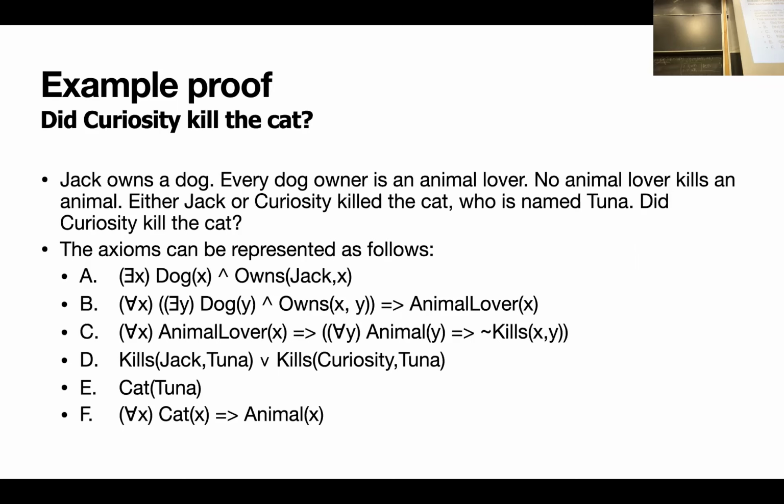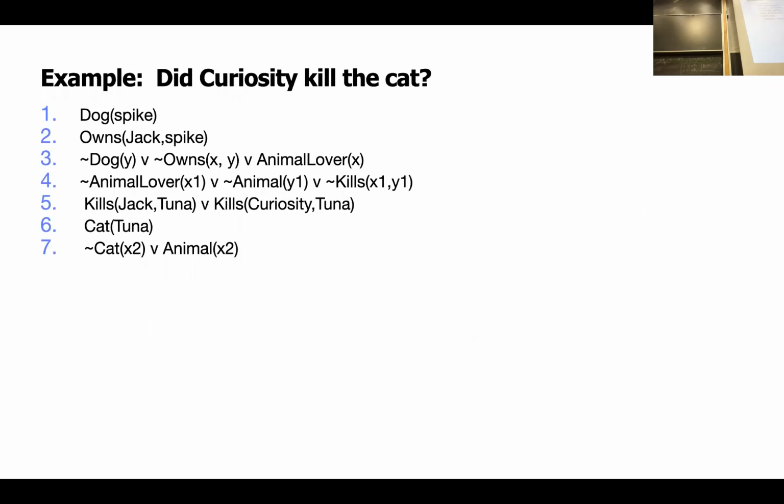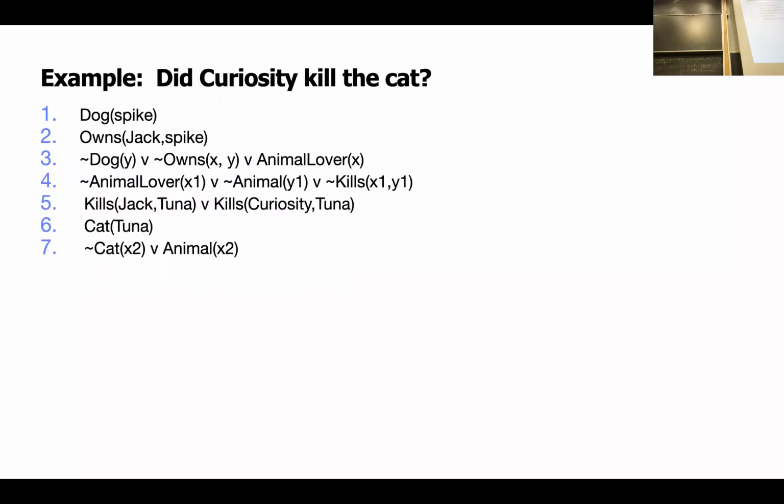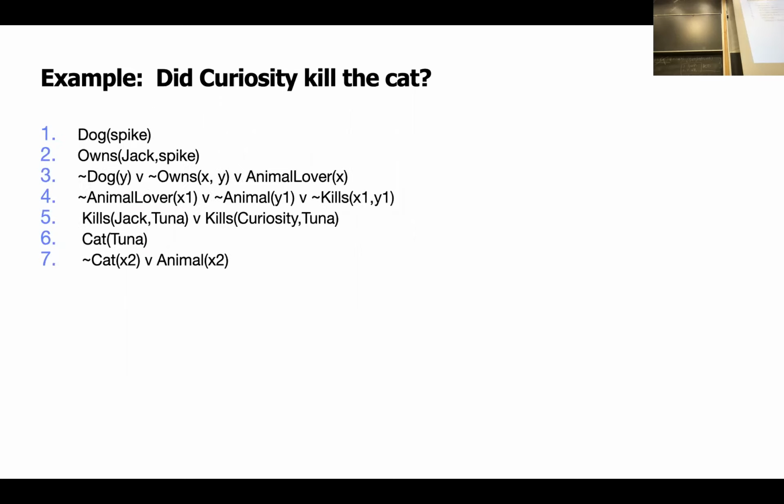Let's see the proof. Let's go through it. So these are our statements from the previous slide. So Spike is a dog, Jack owns Spike, and so on. We wrote them in normal form. No animal lover kills a cat. This is what it says. Either Jack killed Tuna or curiosity killed Tuna. Tuna is a cat. Every cat is an animal.